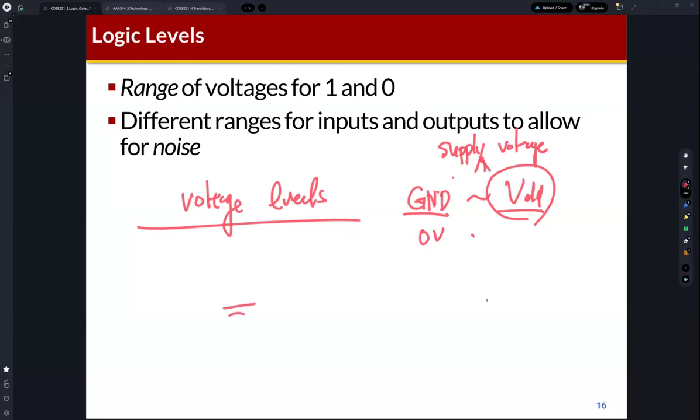So if we build a circuit, then the circuit can be built like this. So we can easily say that this is a battery, right? It's a battery. And then this is a resistance, some devices.